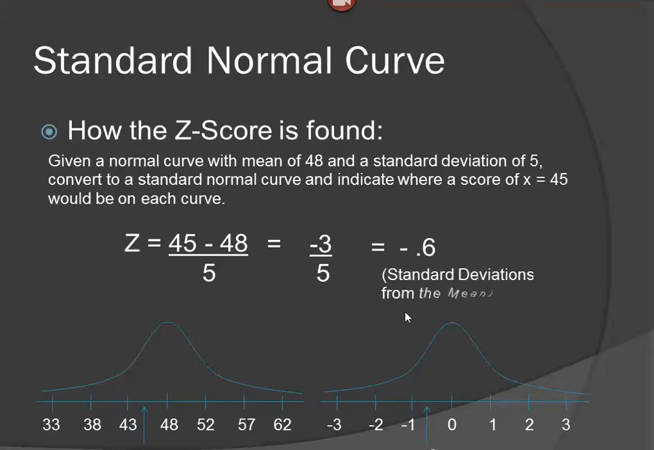This 0.6, because on my standard normal curve, standard deviation is 1 and negative 1, can be interpreted as how many standard deviations our individual data value, in this case 45, is from the mean. So I know that my data value is not that extreme. It's not even 1 standard deviation from the mean. It's kind of in this basic area where a lot of my data values are gathered.